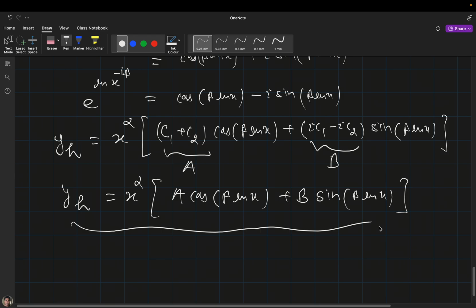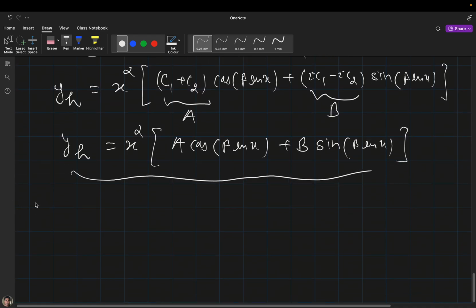Any doubt here? Tell me. Okay, so let's take one example and we will see how we can solve all those problems. Suppose you have a differential equation like this.